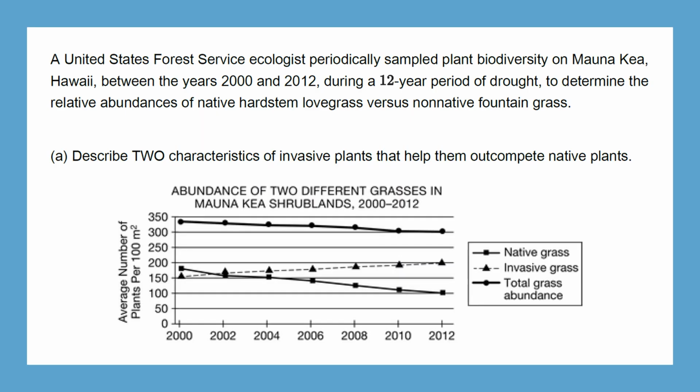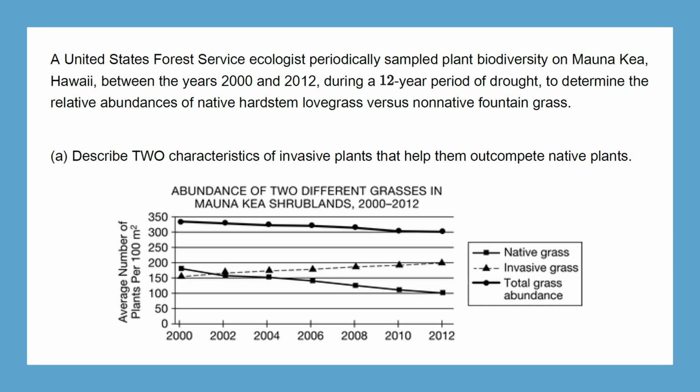So the first part. A United States Forest Service ecologist periodically sampled plant biodiversity on Mauna Kea, Hawaii between the years 2000 and 2012 during a 12-year period of drought to determine the relative abundances of the native hardstem lovegrass versus the non-native fountain grass. Describe two characteristics of invasive plants that help them outcompete native plants.